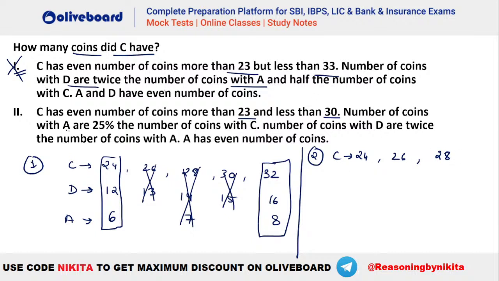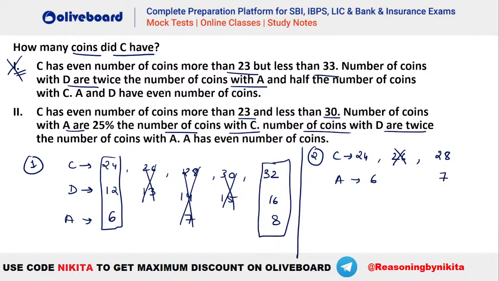Number of coins with A are 25% of that of C. That means it should be divisible by 4, because it has to be a multiple of 4, right? Because you are saying 25%. 25% means 1 by 4, isn't it? So C has to be a multiple of 4. That means 26 is not a possibility. So A must be either 6 or 7, right? So either 6 or 7. 6 fours are 24, 7 fours are 28.